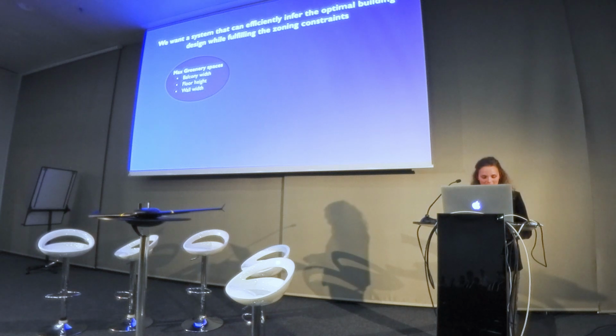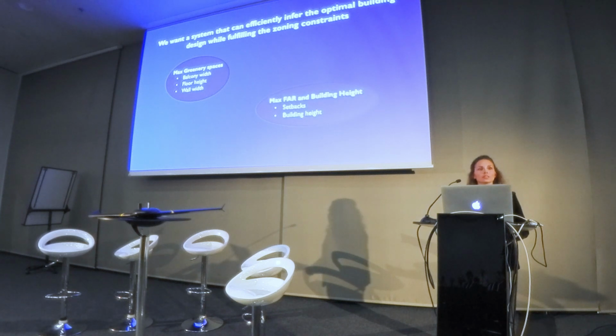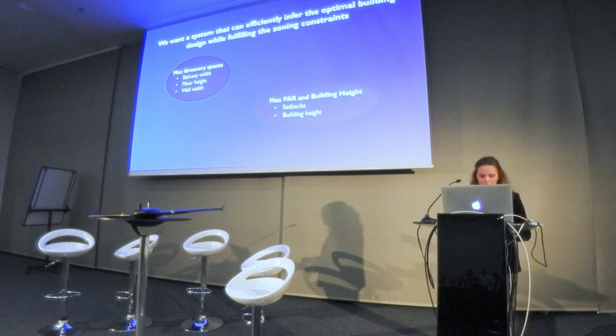I will show you in the second example how I integrated machine learning in this optimization tool to make the tool faster and more efficient. In the second example, my goal will be to build the highest possible building by maximizing the building height and FAR. So the goal will be to find the optimal value of the setback distances and building height while considering some zoning constraints.